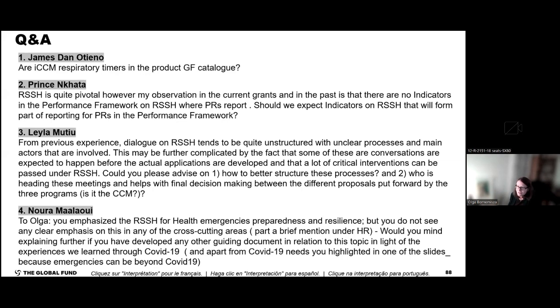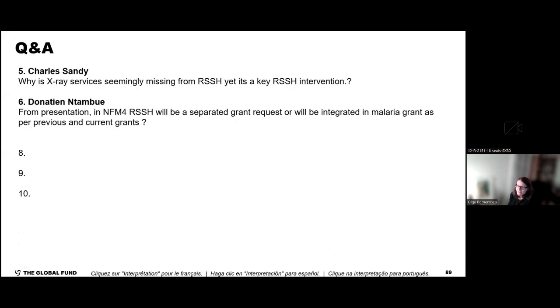Okay, next question. Why are X-ray services seemingly missing from RSSH? Yes, it's a key RSSH intervention. So X-rays are covered under the diseases, and that's why it's missing, even though, of course, X-rays can be used for many, many different areas. It's just the way that we classify the information, but yes, point taken.